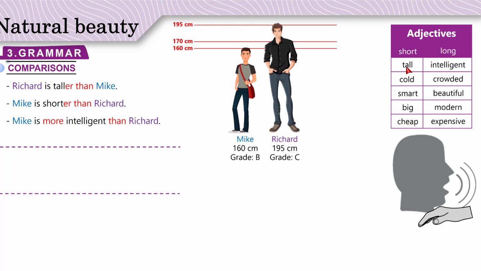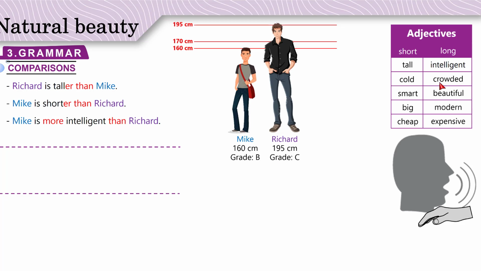We say taller than, colder than, smarter than, bigger than, and cheaper than. Try saying crowded. Crowded 2 times. Beautiful 3 times. Modern 2 times. Expensive 3 times. We say crowdeder?